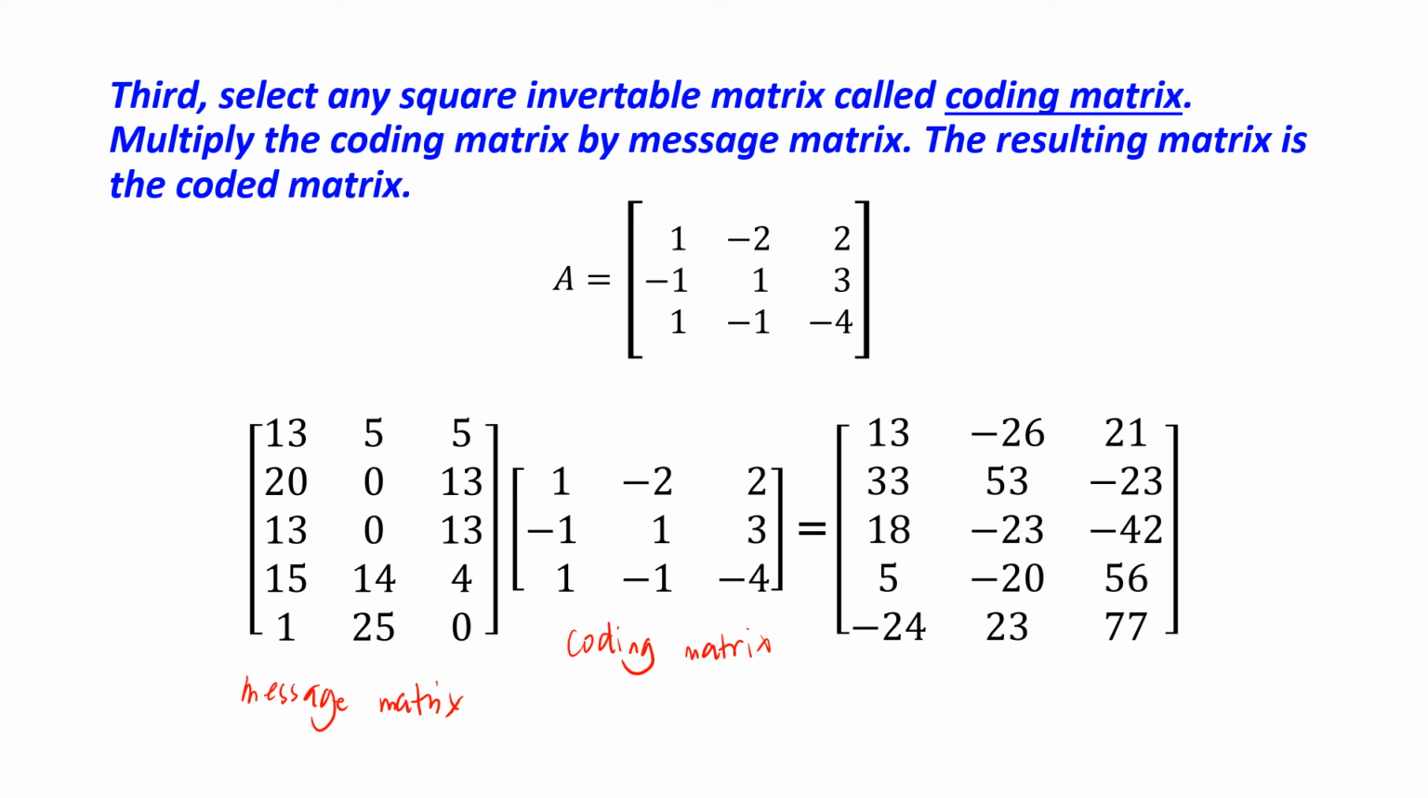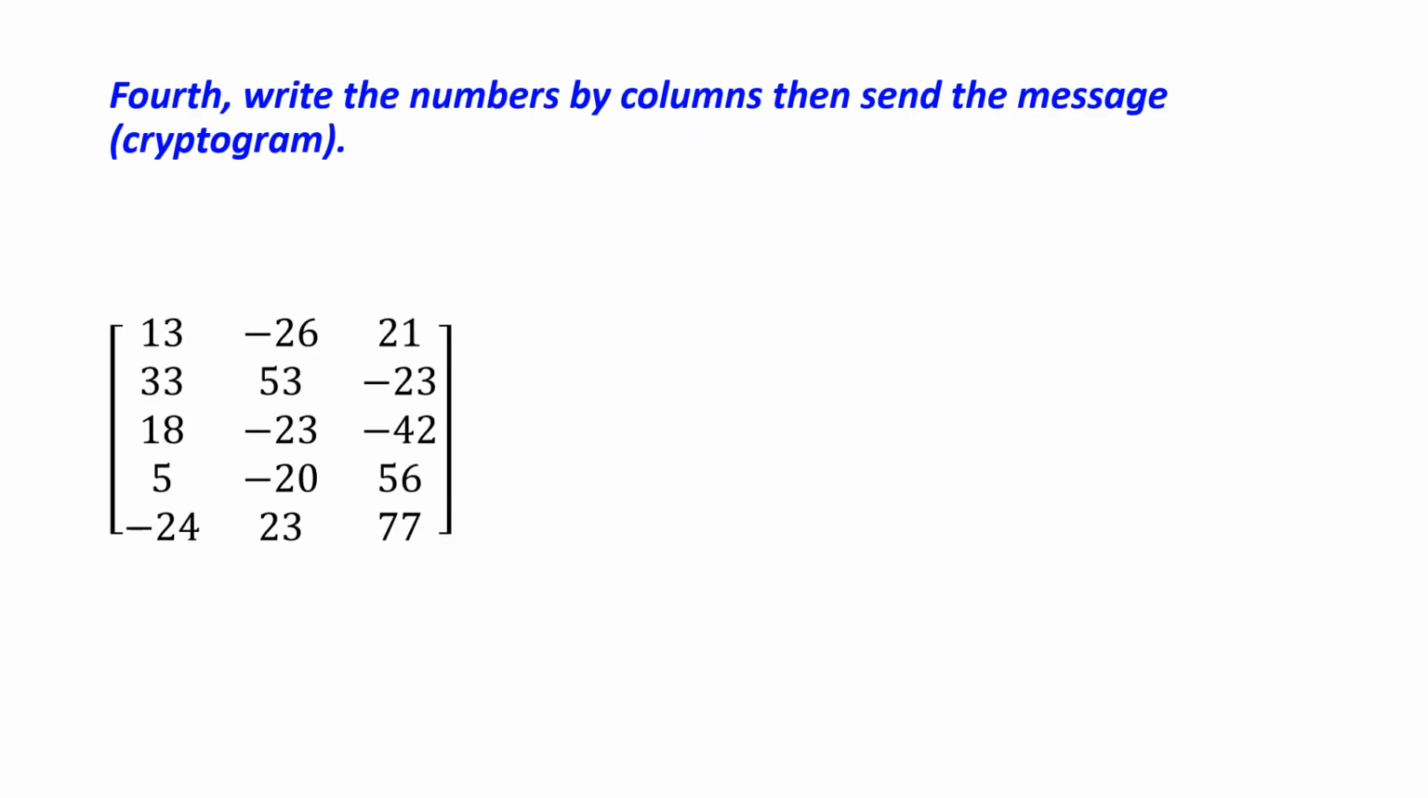Now, multiplying the message matrix and coding matrix will give us the result, which is our coded matrix. Here is now our coded matrix. Lastly, we have to write these elements by column, or in number strings, and then send this to our recipient. This will become our cryptogram.